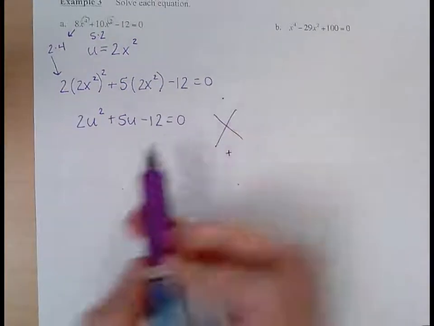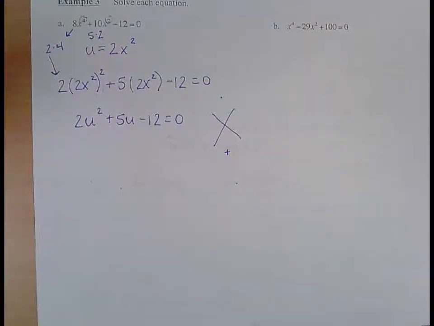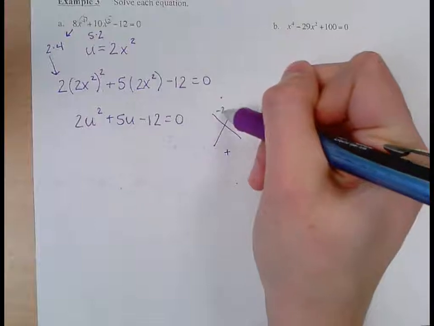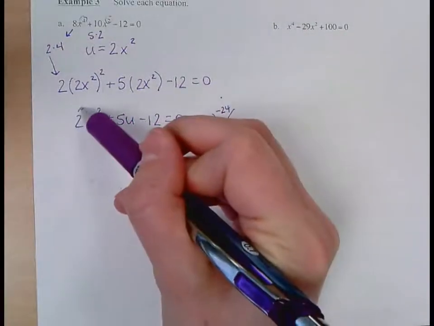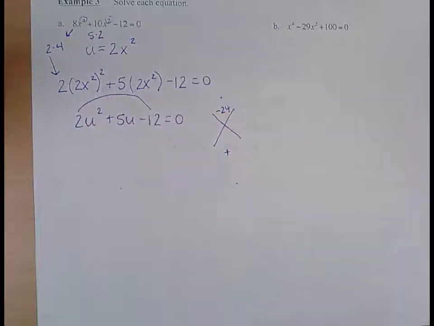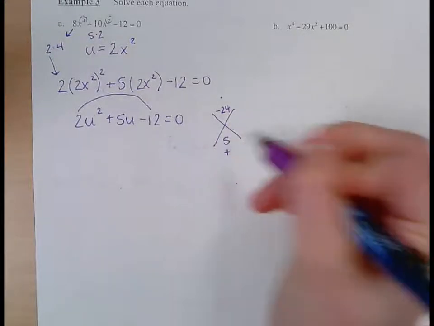When I factor this, what am I multiplying to for the diamond? Negative 24. So when you have that number in front, you need to multiply the a and the c values, the 2 times negative 12. And then I'm adding to 5, 2 numbers that work.